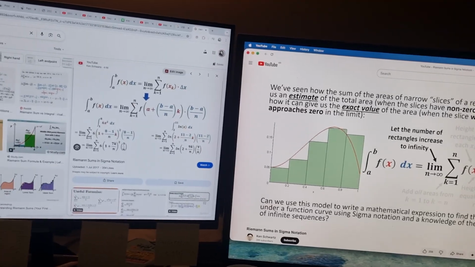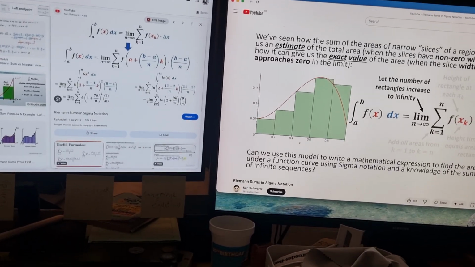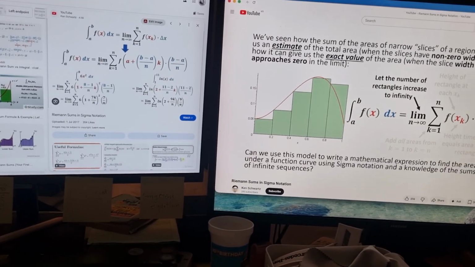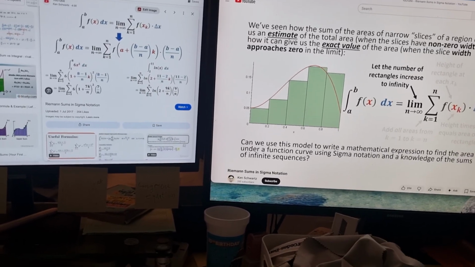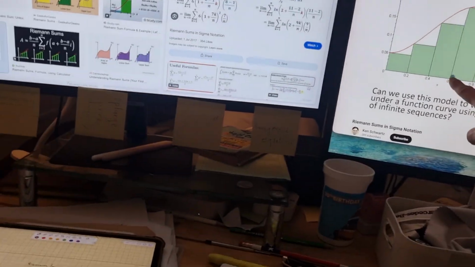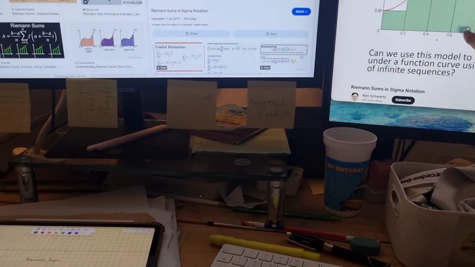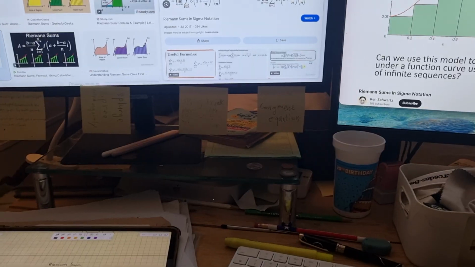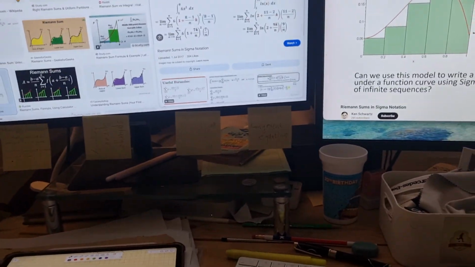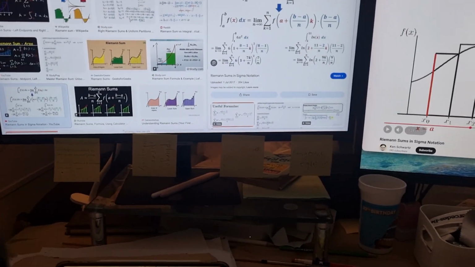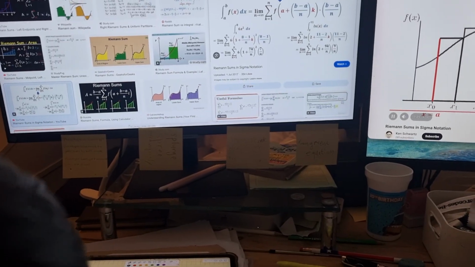And then the limit to infinity means there are infinite rectangles that go on and on and on, so you can get the exact value. This makes sense. So easy, right? And not difficult, right? They're helping you.